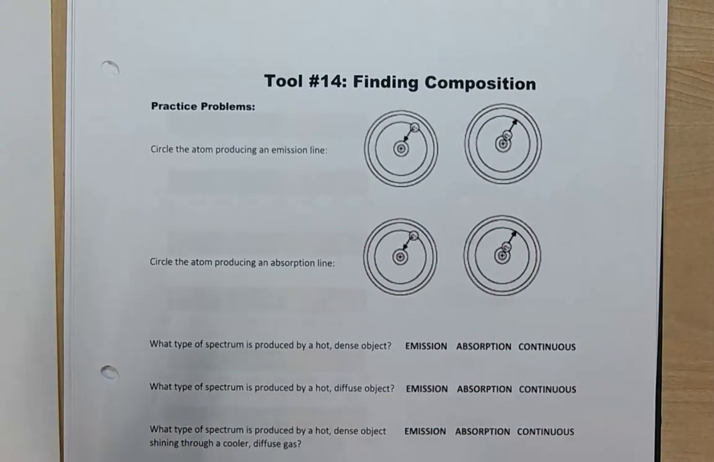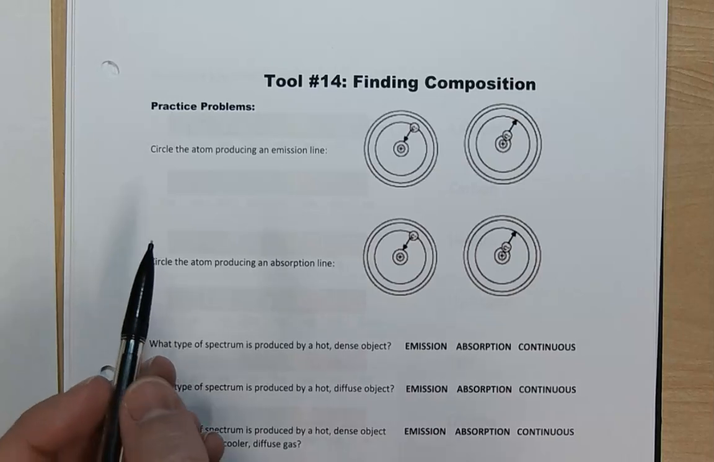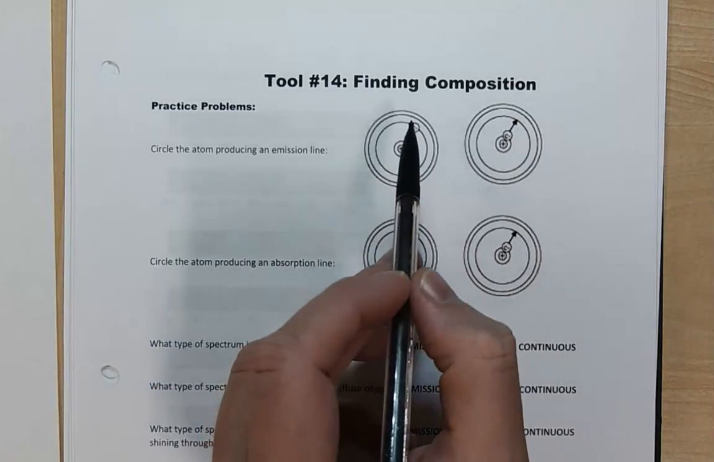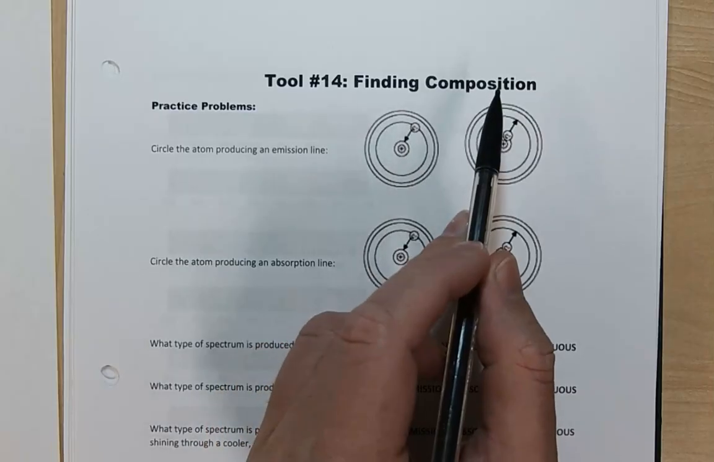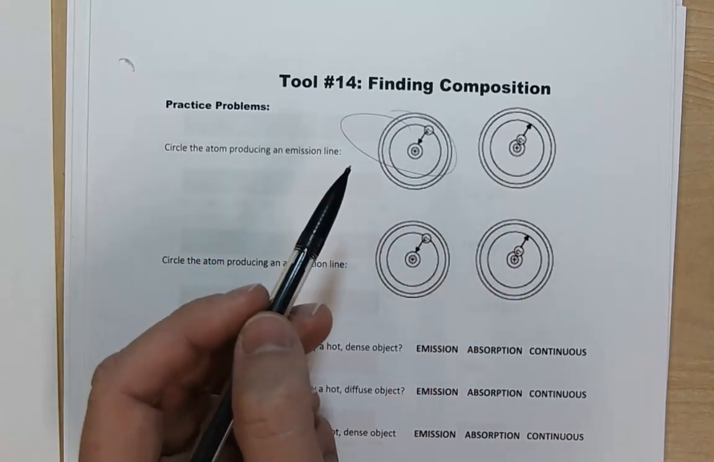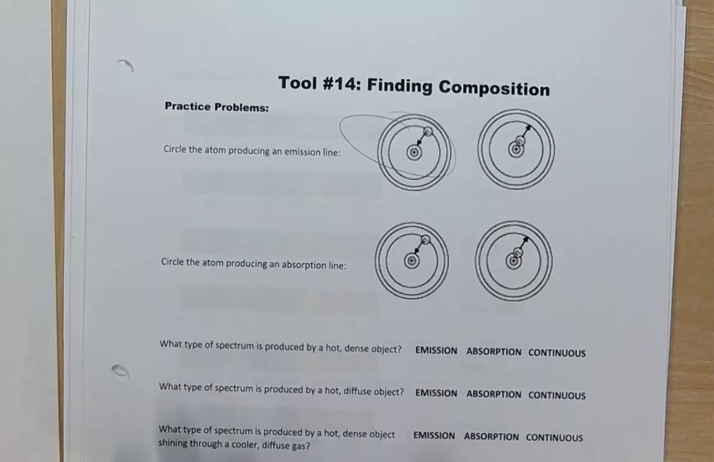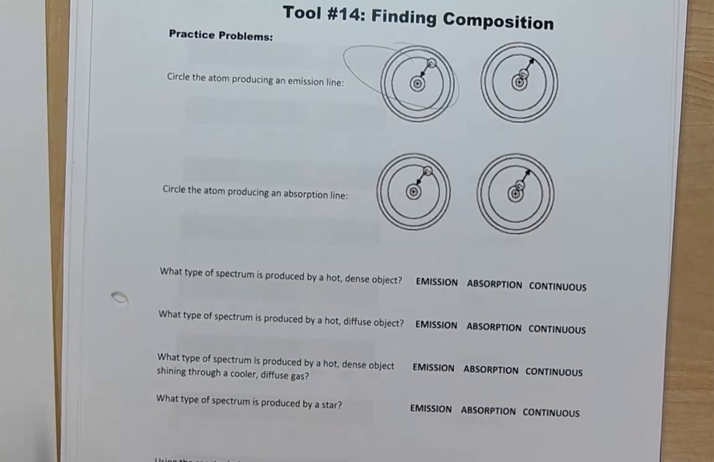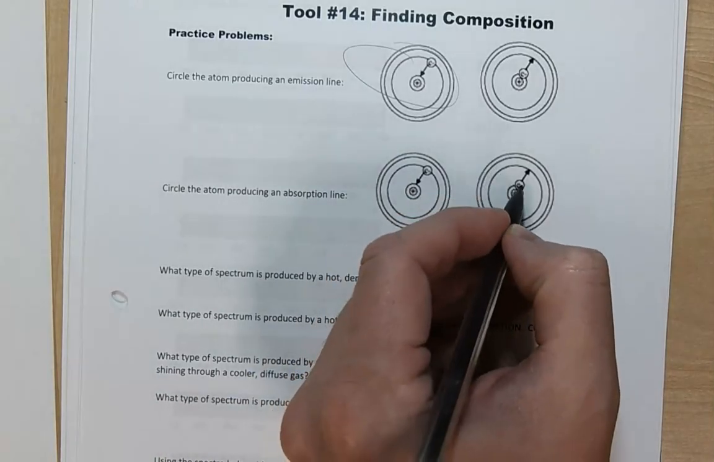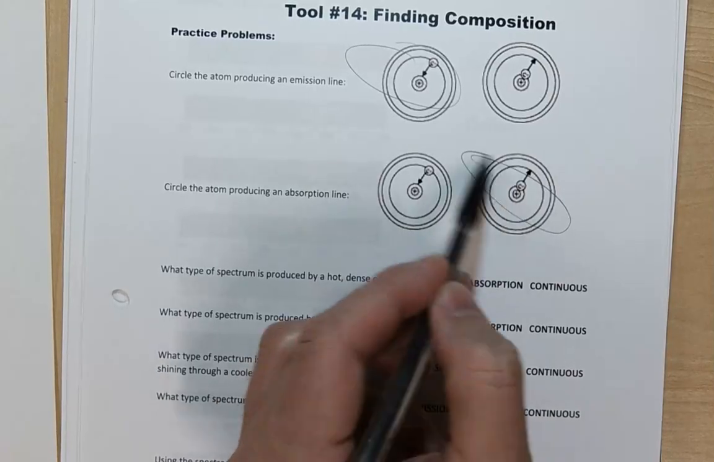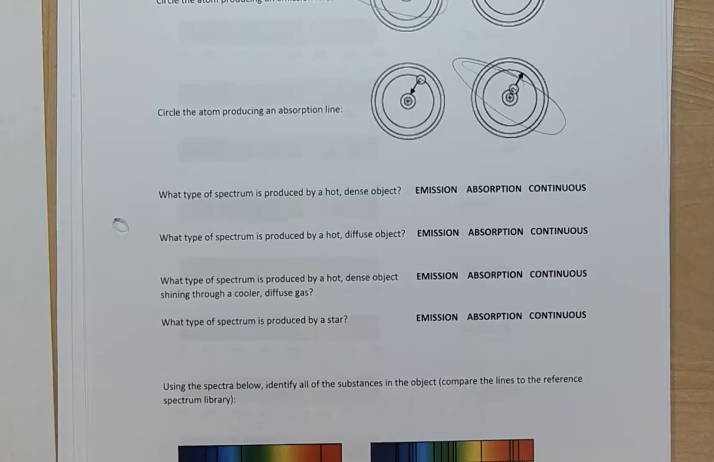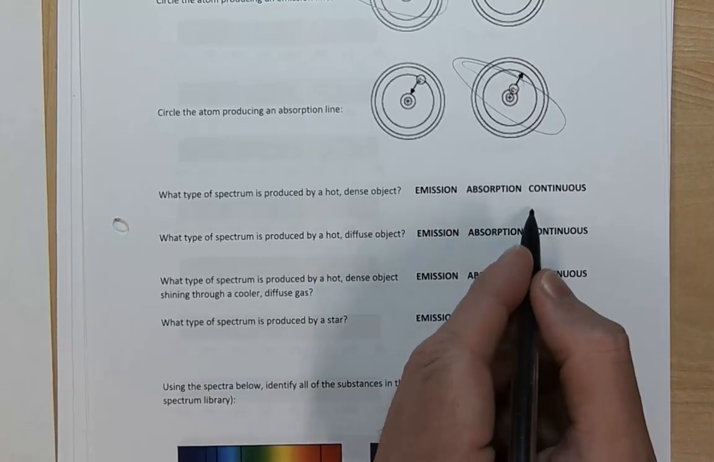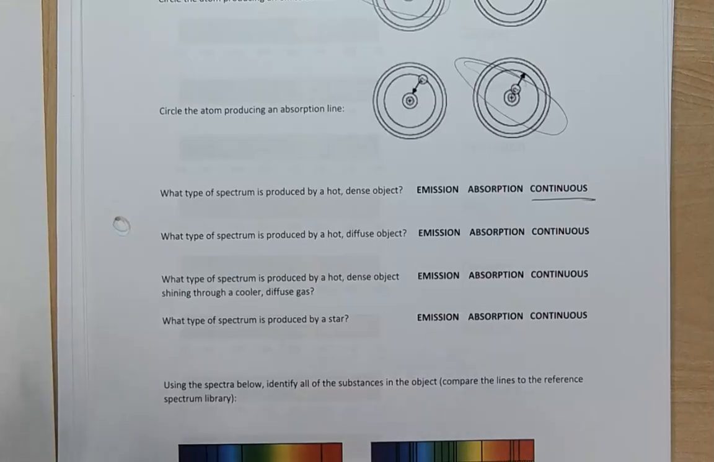So, which of these atoms will make an emission spectrum? Well, you emit light by losing energy. The electron loses energy, shoots out the light, it emits the light. That gives you your emission spectrum. What gives you an absorption spectrum? It's when the electron absorbs light, in order to jump up to the higher energy level. So, there you go. What type of spectrum is produced by a hot, dense object? That's a continuous spectrum, or a blackbody spectrum. Two names for the same thing.